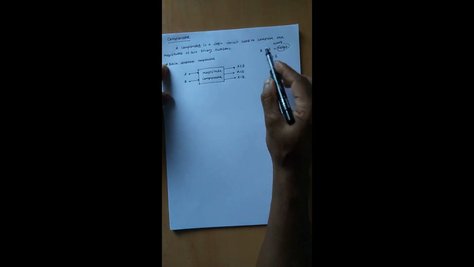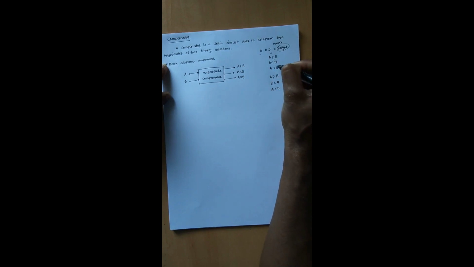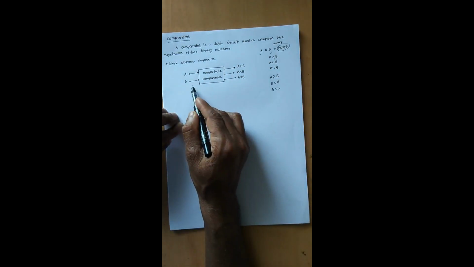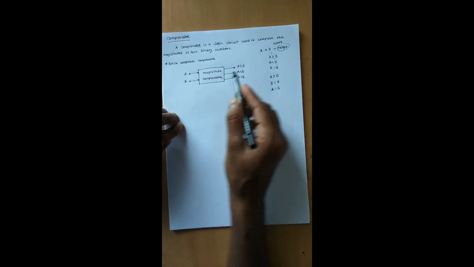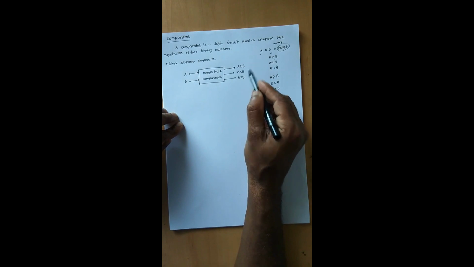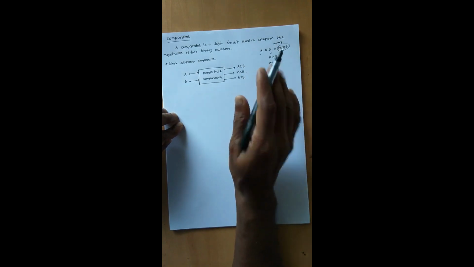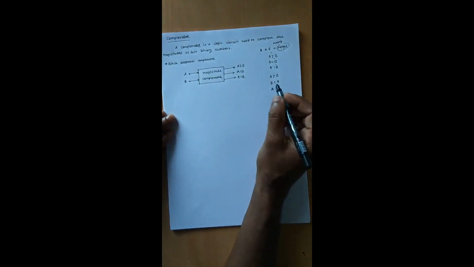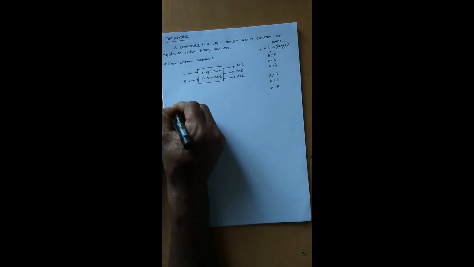So when we compare any two things with each other, the possibilities are greater, smaller, or equal. So the comparator is a circuit which definitely has two inputs, and it produces three outputs, which are greater than, smaller than, or equal to. So the maximum possible comparator outputs are 3. In that way, we are going to deal with the first types of comparator.